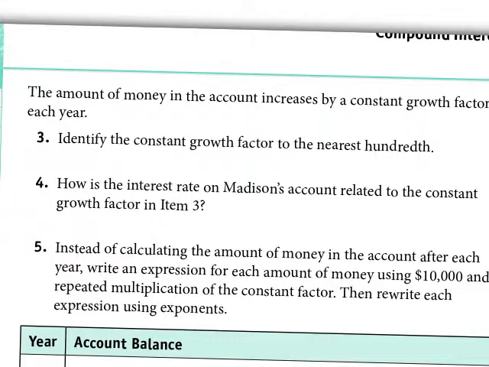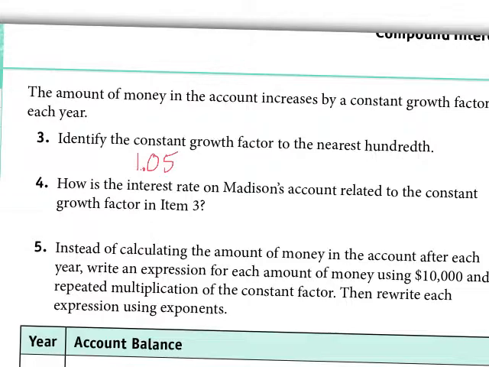Okay, so we identify our constant growth factor, and guys, it is always that way. For any interest problem, as long as the values are increasing, it's that way. Because if you only multiply by the interest rate, you only get the interest. So I need the value plus the interest. So here my constant growth factor is going to be 1.05.